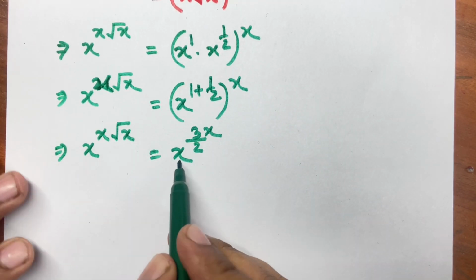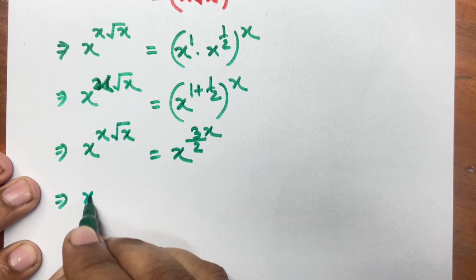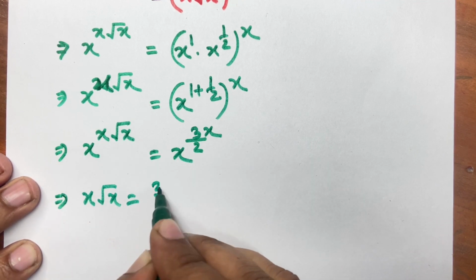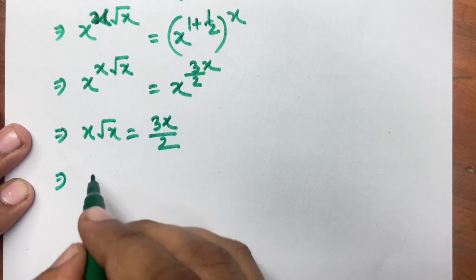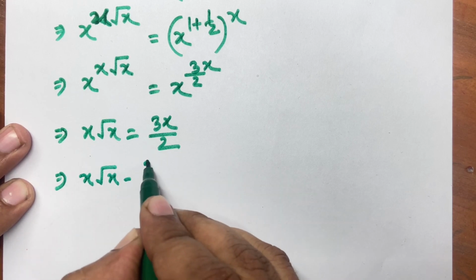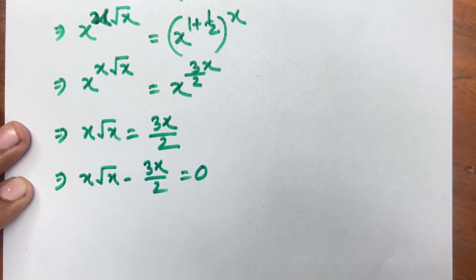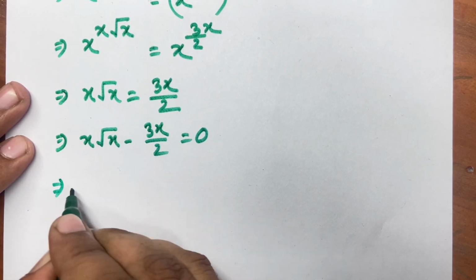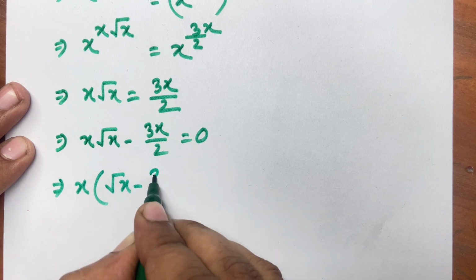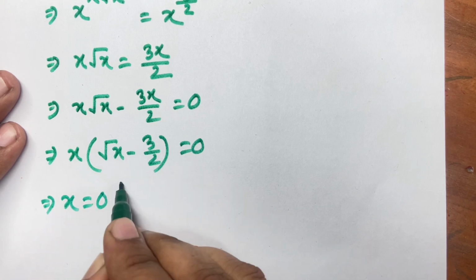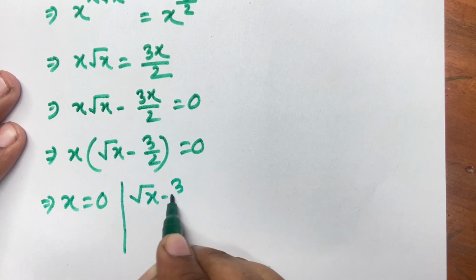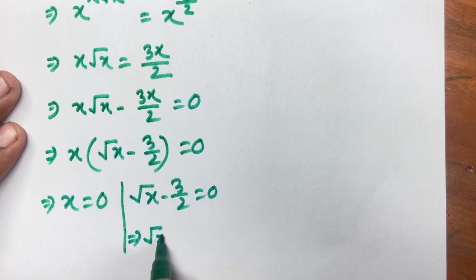Here is x, this is x and it is x. Now I can say x root over x equal to 3x/2. Now I can say easily x root over x minus 3x/2 is equal to 0, and here x is common, so root over x minus 3/2 equal to 0. Now I can say easily x equal to 0 or root over x minus 3/2 equal to 0, and root over x is equal to 3/2 and x is equal to 9/4.